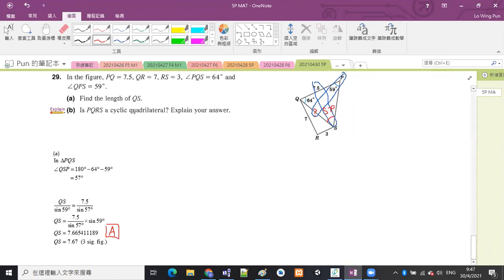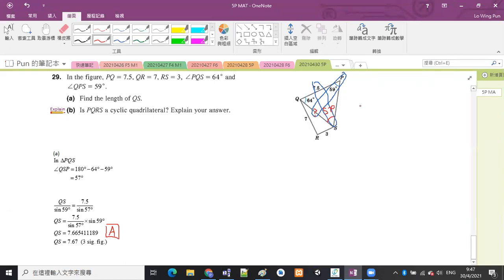And in part B, the question asks, is PQRS a cyclic quadrilateral? Explain your answer. So what is a cyclic quadrilateral? How to be a cyclic quadrilateral? If the sum of a pair of opposite angles is equal to 180 degrees, then it will be a cyclic quadrilateral.